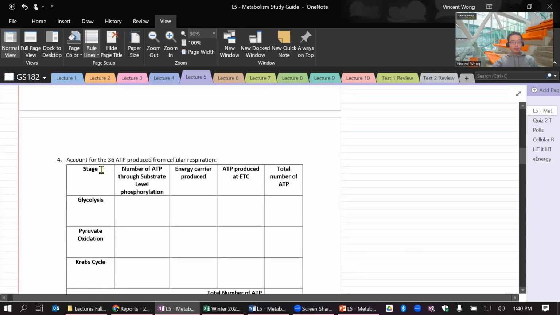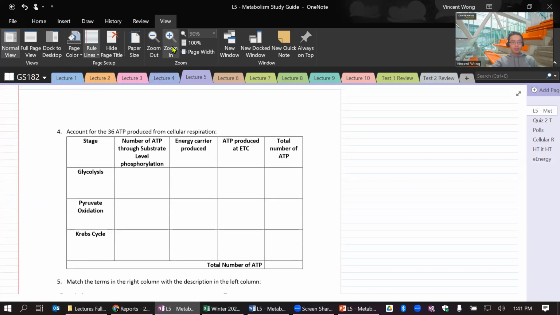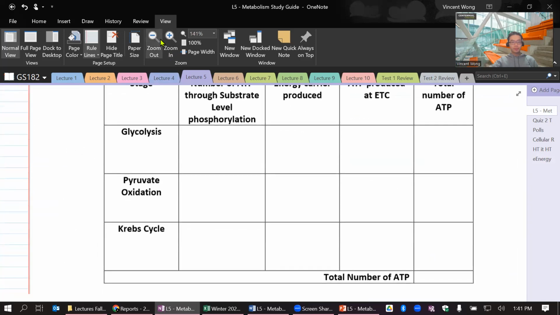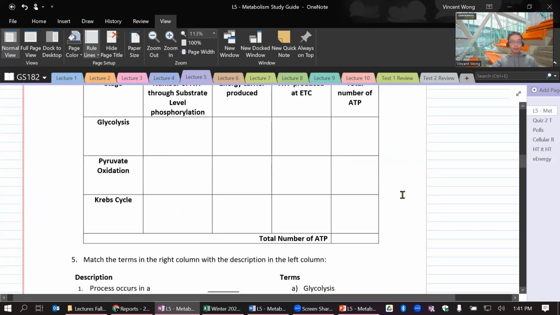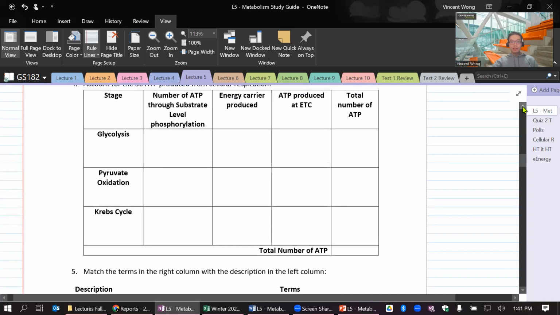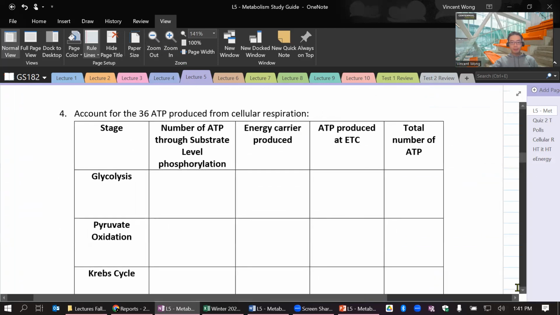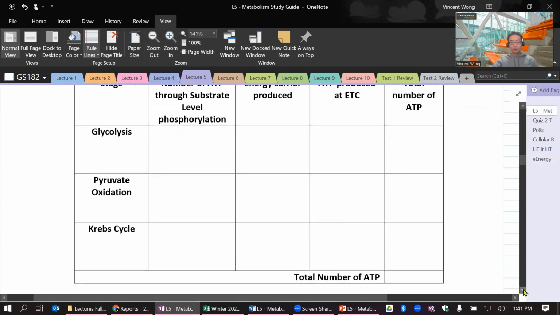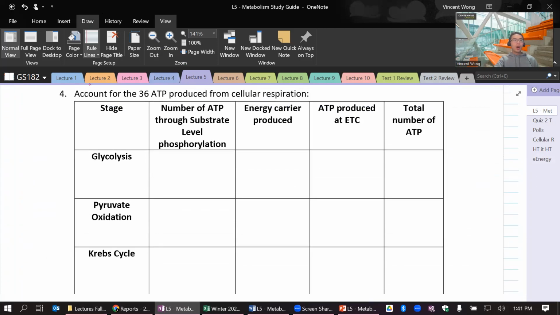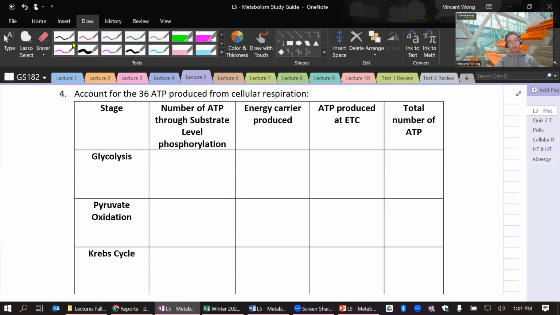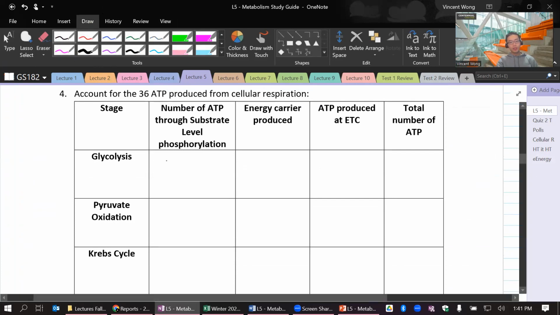So we'll skip fermentation for now, and let's take a look at this chart right here. Let's try to calculate the number of ATPs that we are making, along the way and in total. So let's go back to glycolysis for a second. That is the first step in cellular respiration.